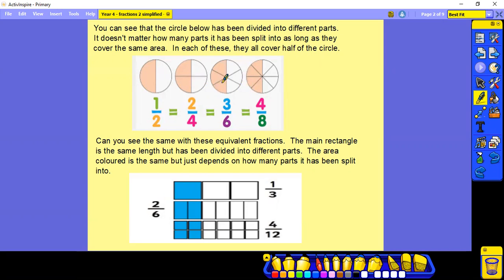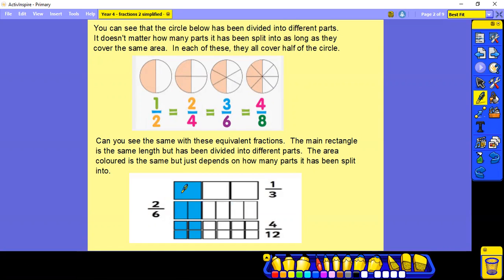Here it's been split into 6 and 3 of those 6 again equals a half, and this has been split into 8 and again 4 of those 8 equals a half. They are what we would call equivalent fractions.